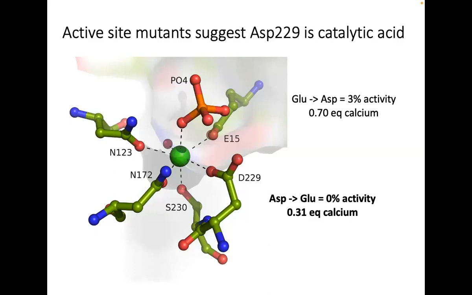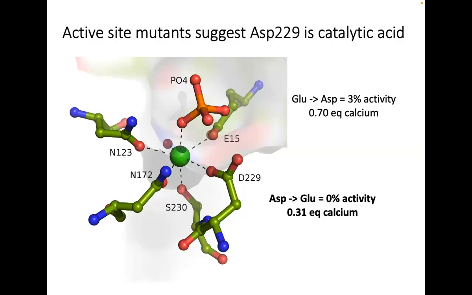I can't detect any activity. So we're severely messing up the enzyme somehow, even though we are still binding some calcium. We were always worried about maybe we're just completely losing calcium, but we do still see some calcium in these mutant enzymes. So this data to me is suggesting that the positioning of that D229 residue is more important for activity than the positioning of that other acid, E15, is.